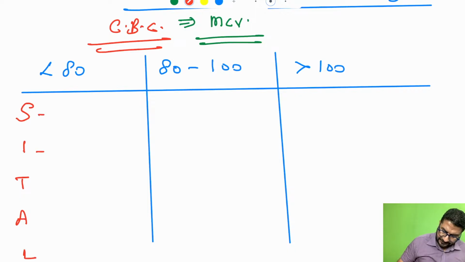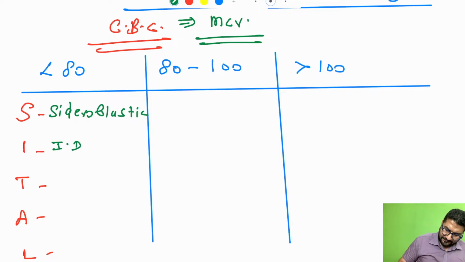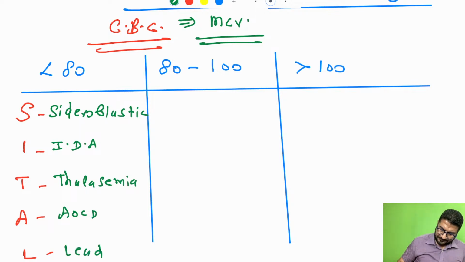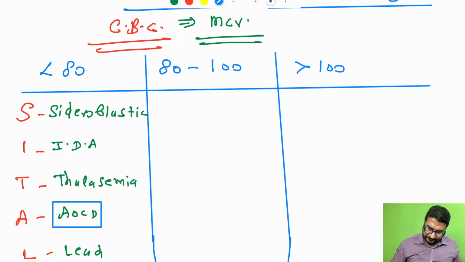माइक्रोसाइटिक में क्या क्या आएगा? शीतल. शीतल means sideroblastic anemia. Sideroblastic anemia. I is IDA, T is thalassemia, A is AOCD, and L is lead poisoning. A point is, now sideroblastic is pretty easy to identify. AOCD आगे जाके later on converts into normocytic.